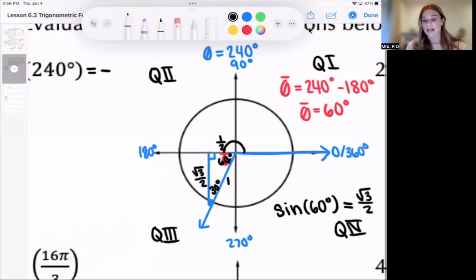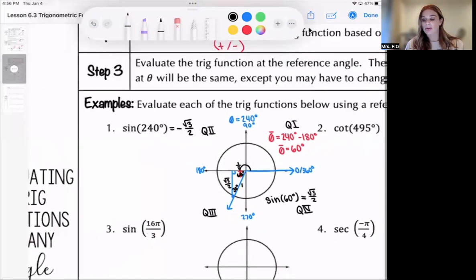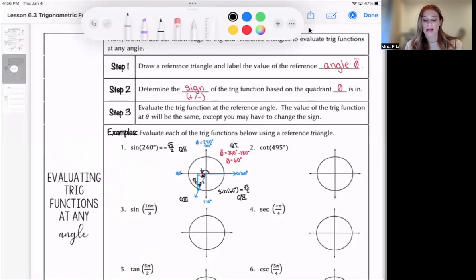So there's a little trick. And remember, sine is always opposite, root 3 over 2, over hypotenuse, which is just 1. So you get negative root 3 over 2. Those are two different ways to evaluate this problem. Okay, let's do another one. Let's do one that is in radians.